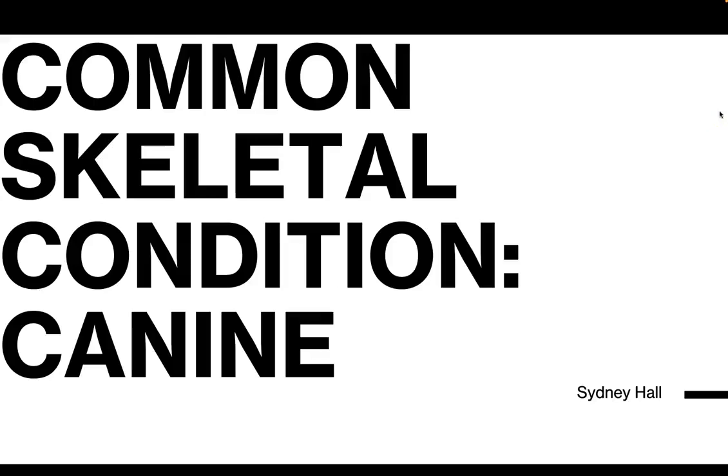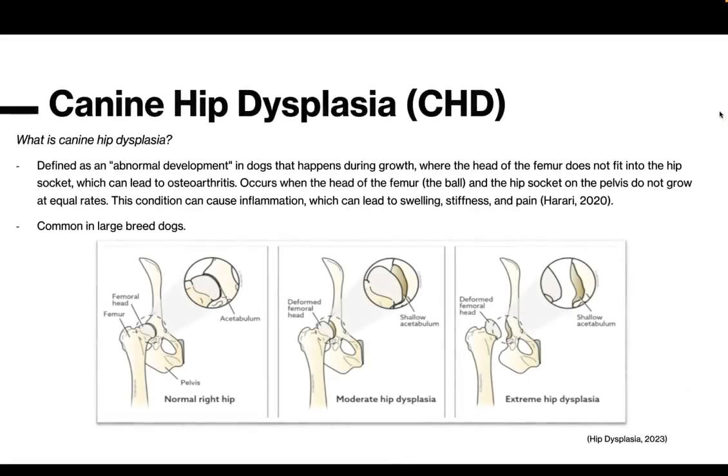Common skeletal condition for canines. Canine hip dysplasia. What is canine hip dysplasia? This is defined as abnormal development in dogs that happens as they are growing, where the head of the femur does not fit correctly into the hip socket. This can lead to osteoarthritis.